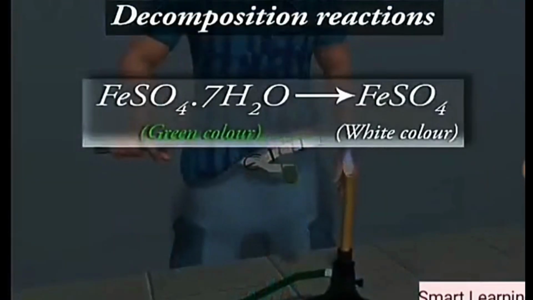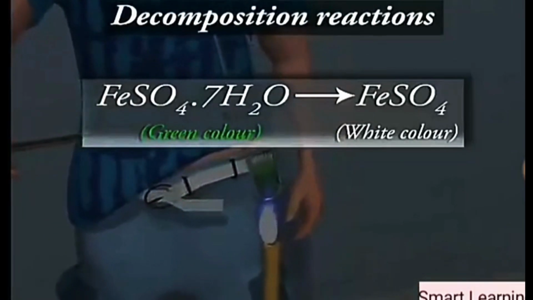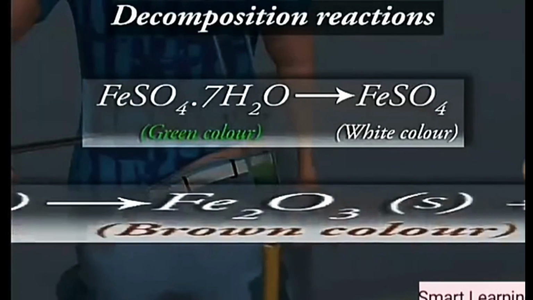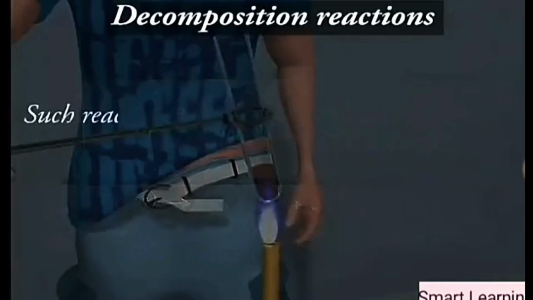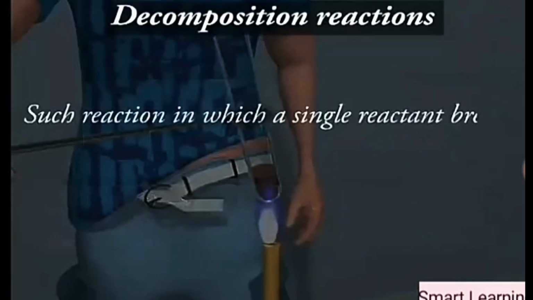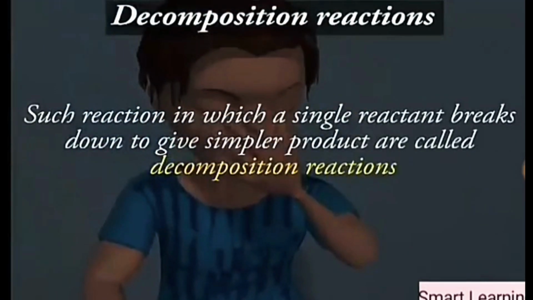In fact, the ferrous sulfate crystals FeSO4·7H2O lose water when heated to form anhydrous ferrous sulfate, which is white in color. It then decomposes to ferric oxide, Fe2O3, sulfur dioxide, SO2, and sulfur trioxide, SO3. Such reactions in which a single reactant breaks down to give simpler products are called decomposition reactions.